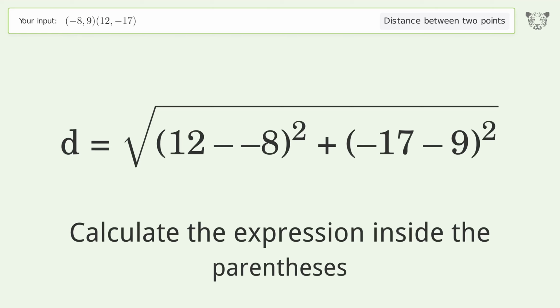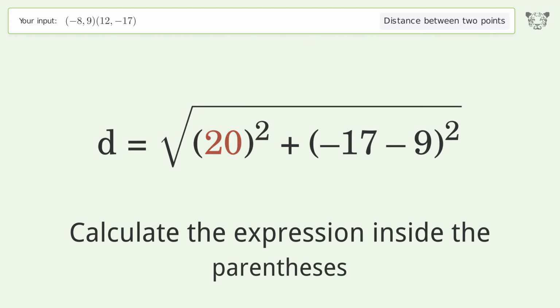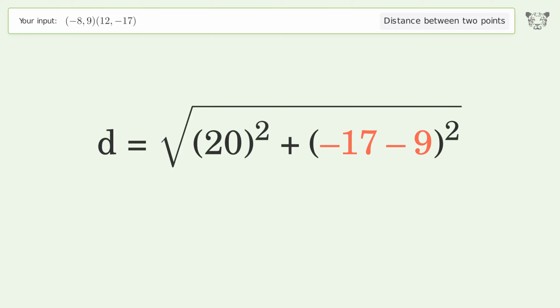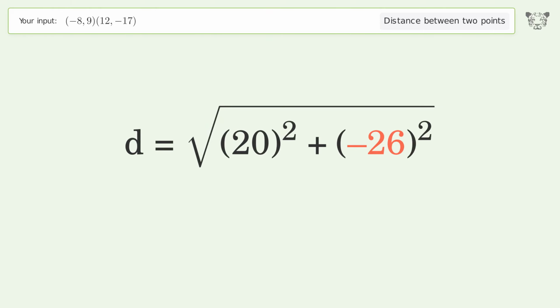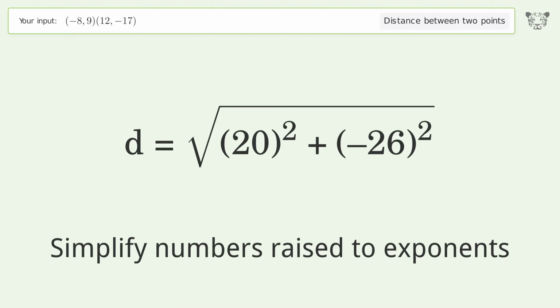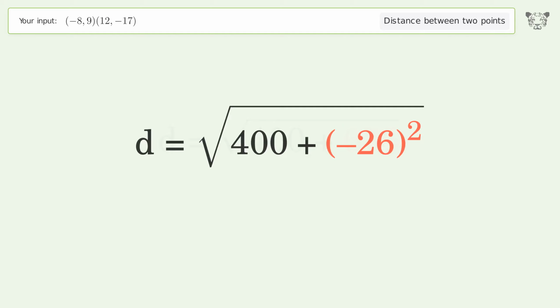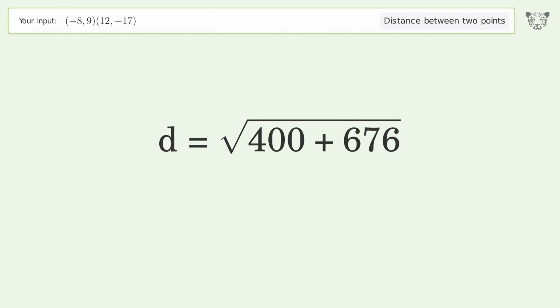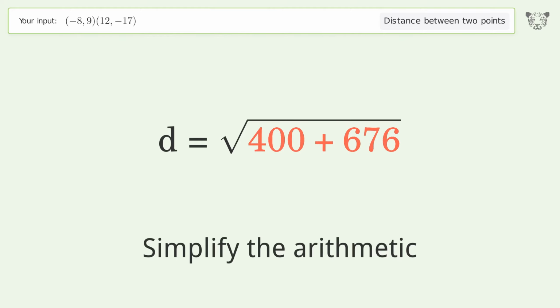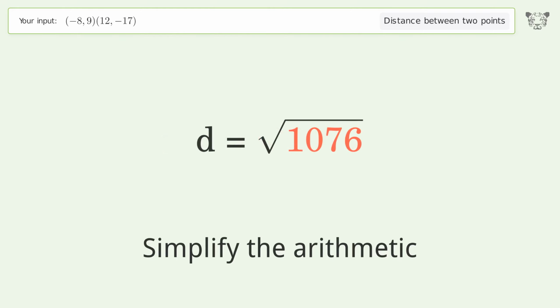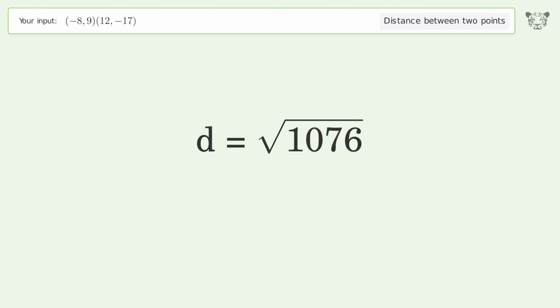Calculate the expression inside the parentheses. Simplify numbers raised to exponents. Simplify the arithmetic. And so the distance between the 2 points is the square root of 1076, or 32.802.